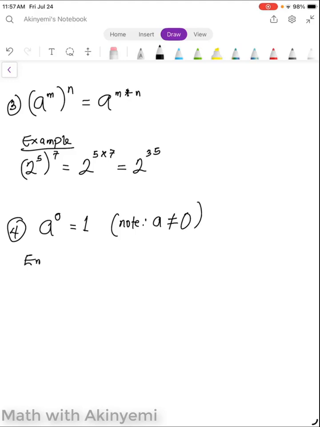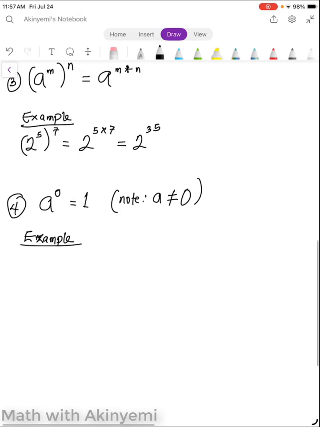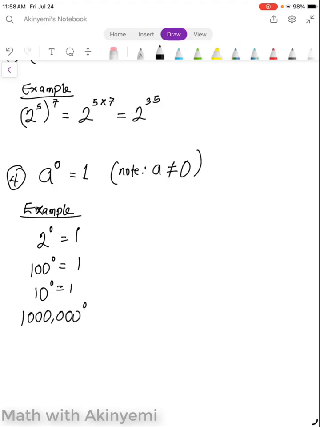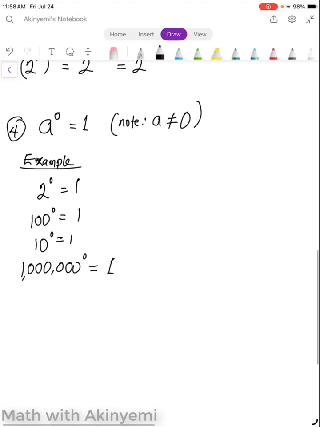Example. We have 2 raised to power 0. It gives us 1. 100 raised to power 0. 10 raised to power 0. 1 million raised to power 0. So the rule of this is anything raised to power 0 is equal to 1.